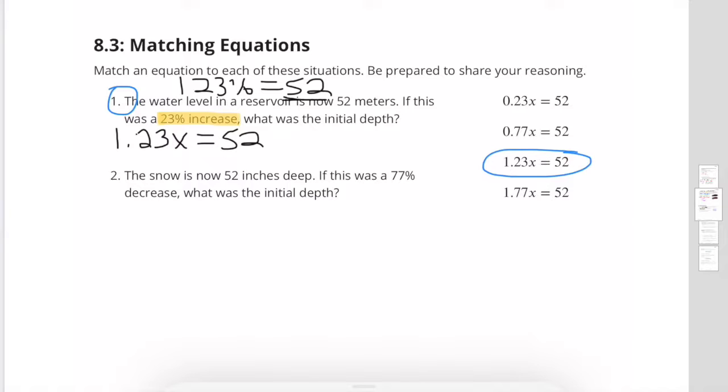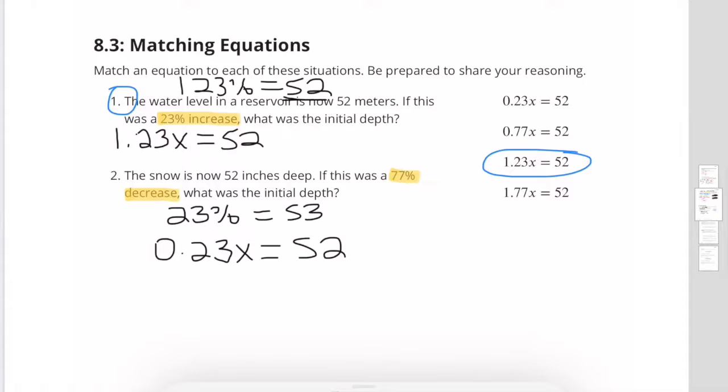Okay, number 2, the snow is now 52 inches deep. If this was a 77% decrease, what was the initial depth? A 77% decrease means that I only have 23%. So now 52 represents 23% of the original amount. So I change it to a decimal, 0.23, times my original amount, and that would have to give me 52. I just noticed I put 53 there. Sorry.